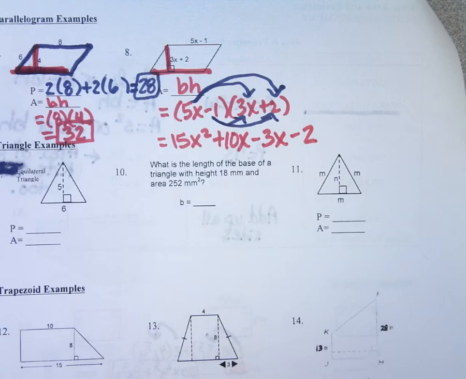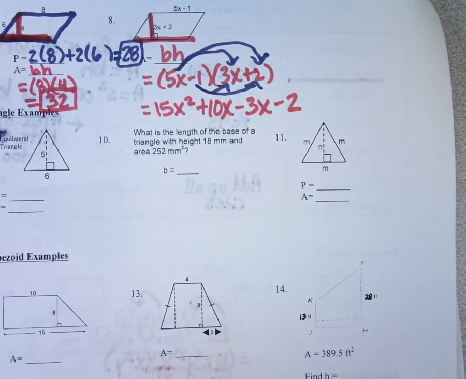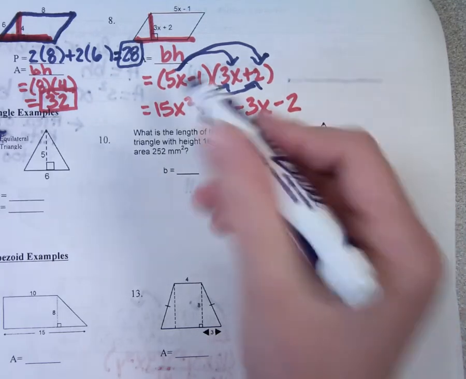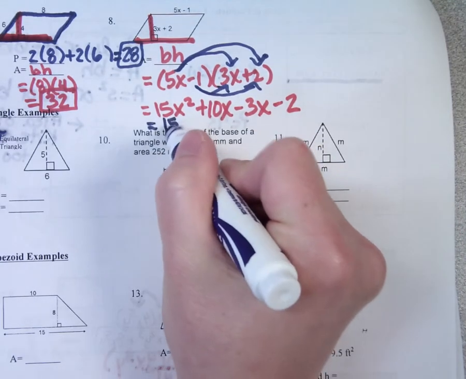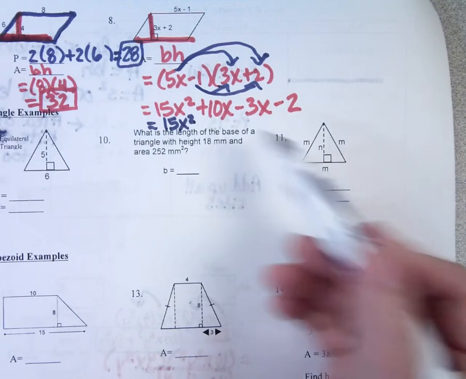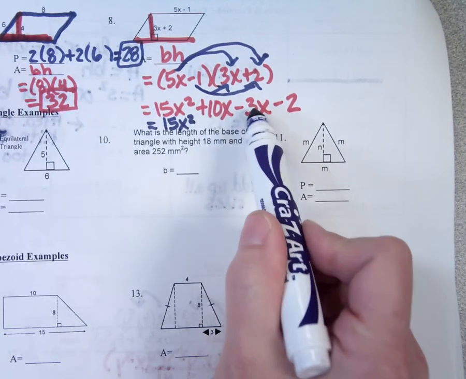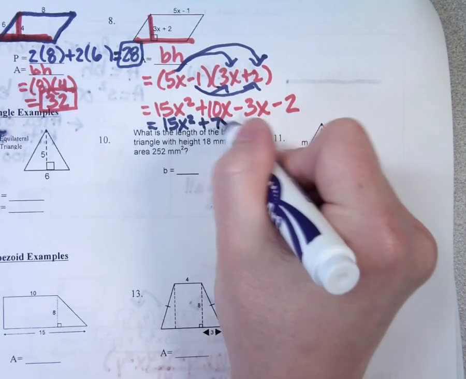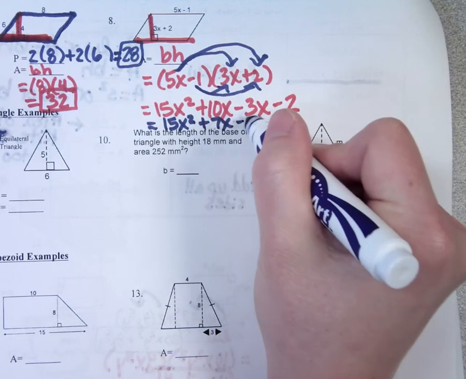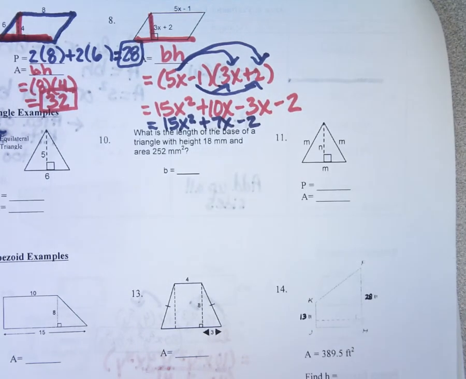Negative 2. And then at this point, you just look to see if you have any like terms that you can combine. Do you have any? Yeah, those guys right there in the middle. So the 15x squared, he's just going to come down because there was nothing to combine with him. And then what's the 10x and the negative 3x give you? 7x. And then there's nothing to combine with the negative 2, so that just drops, and there he is. Was that easy?